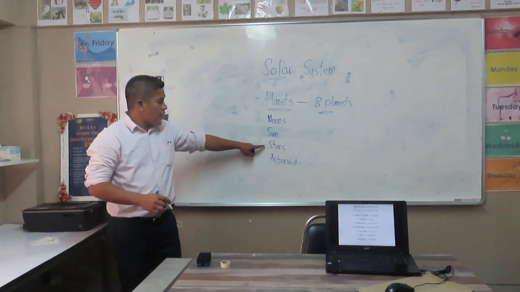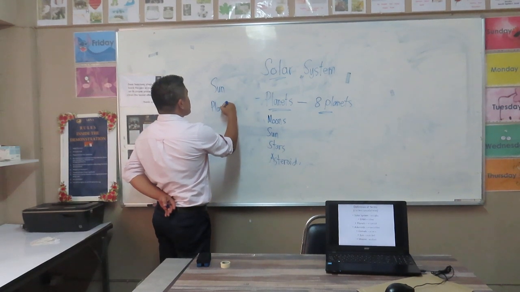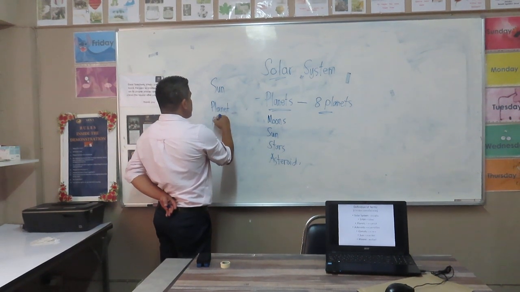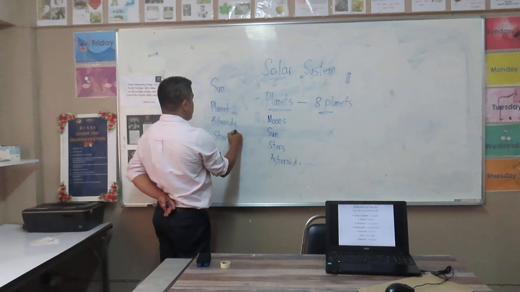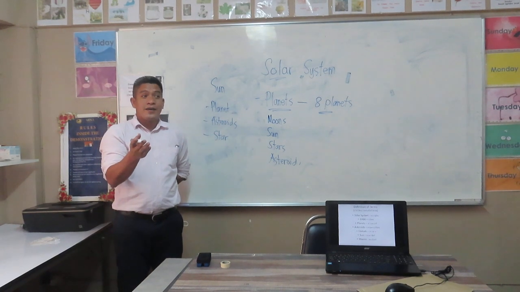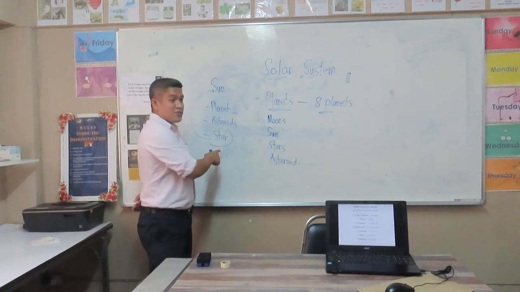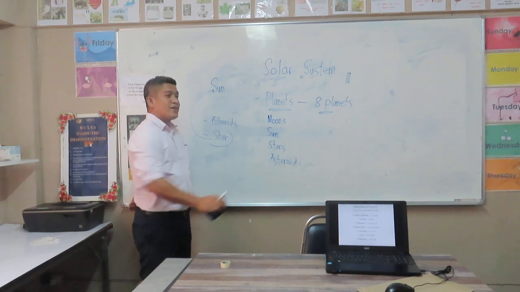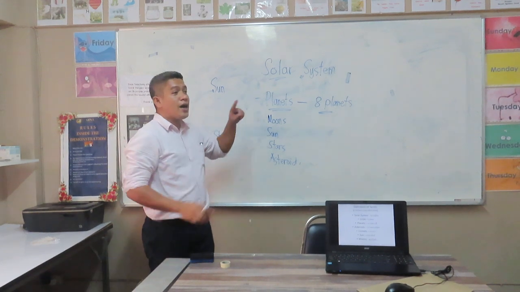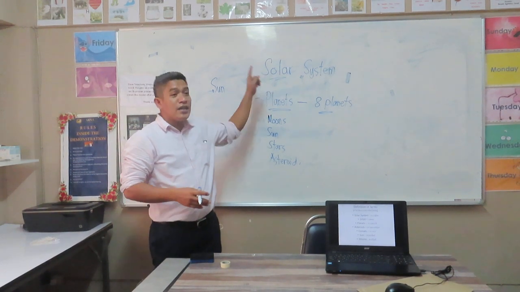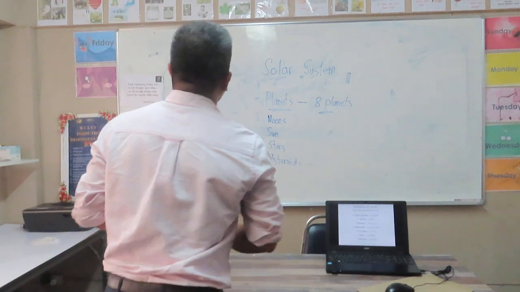Now, I have a question. Moons, sun, asteroid. I would like to ask about the sun. Is the sun a planet? Asteroid? Or star? Star. Yes, the sun is a star. So, not a planet, not an asteroid, not a moon. The sun is the biggest star in the solar system. No question? Okay.